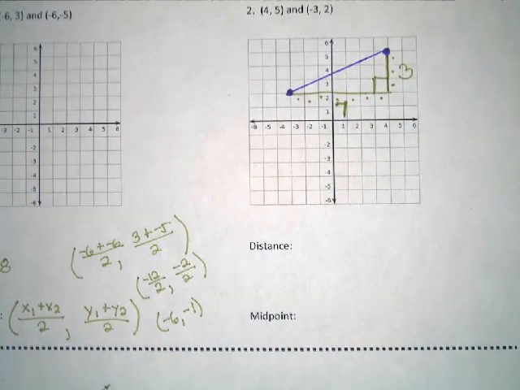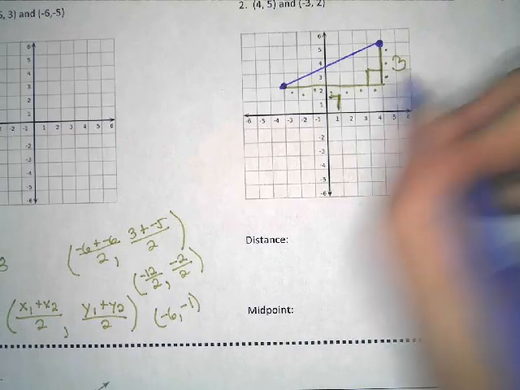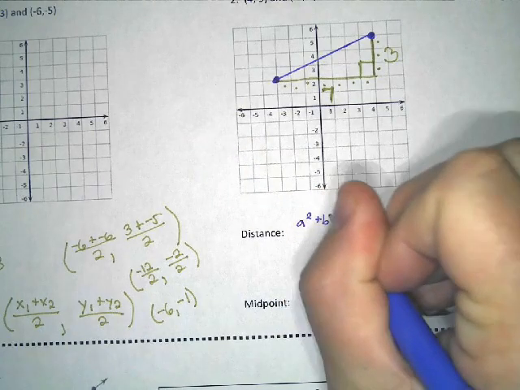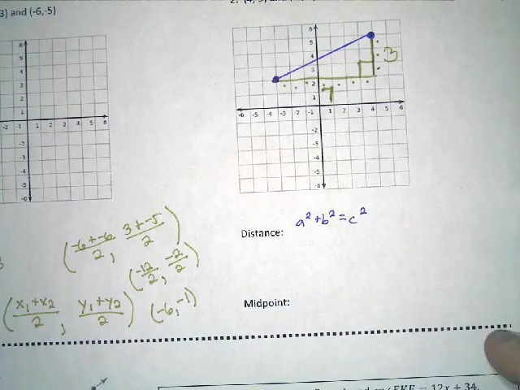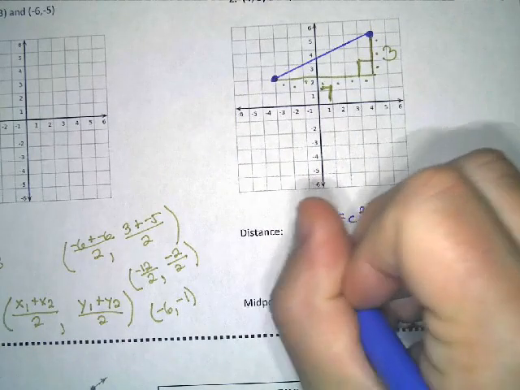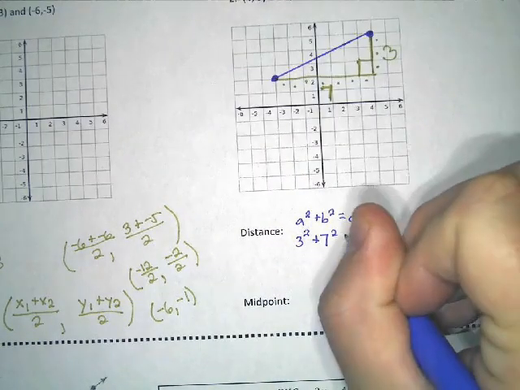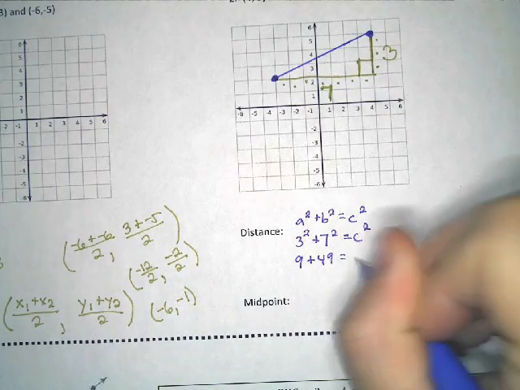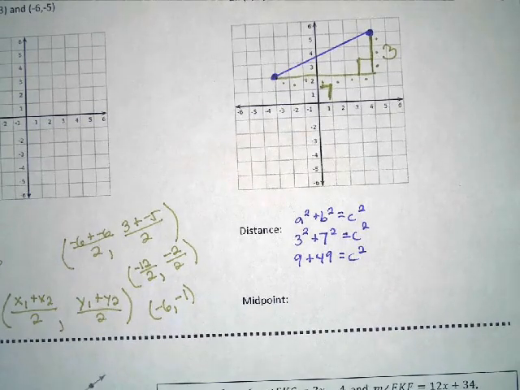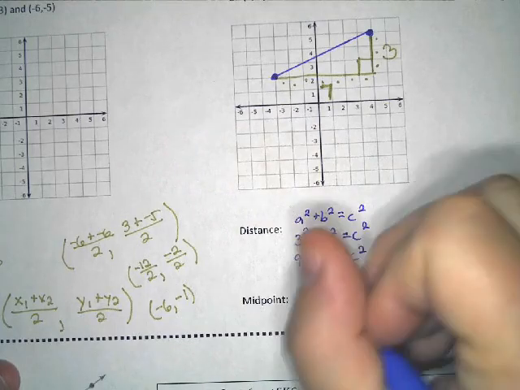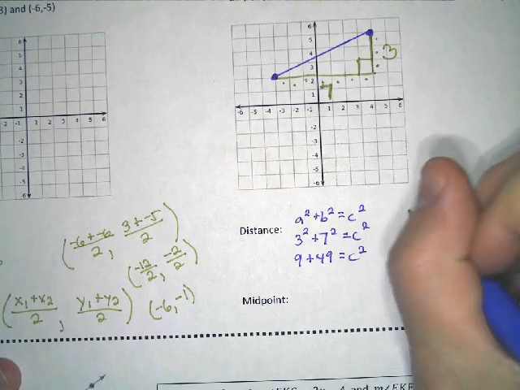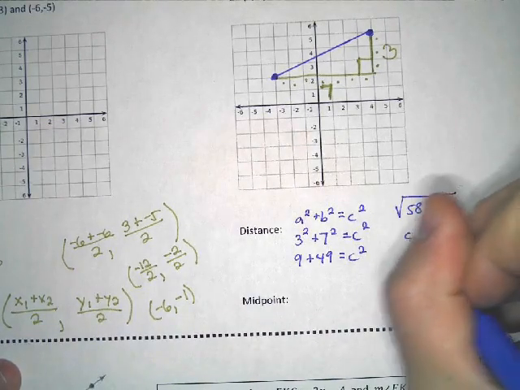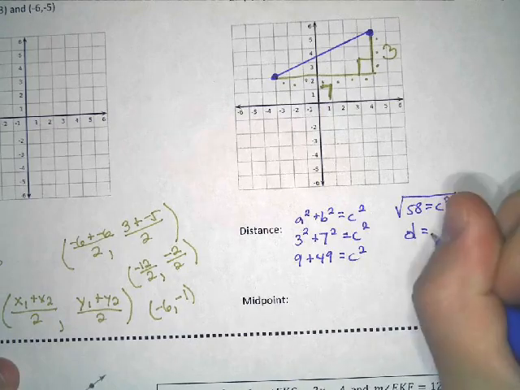So then, our distance formula. This is going to be our A, this is going to be our B. So we're going to use A squared plus B squared equals C squared. 3 squared plus 7 squared equals C squared. 9 plus 49 equals C squared. 9 plus 49 is 58. C, also known as our distance, equals square root of 58.